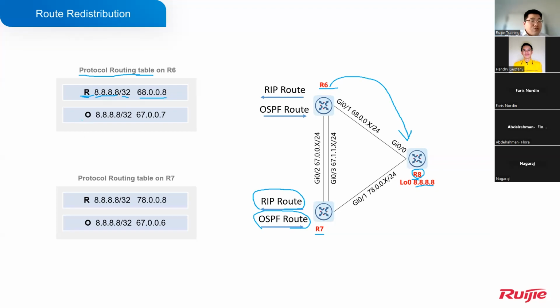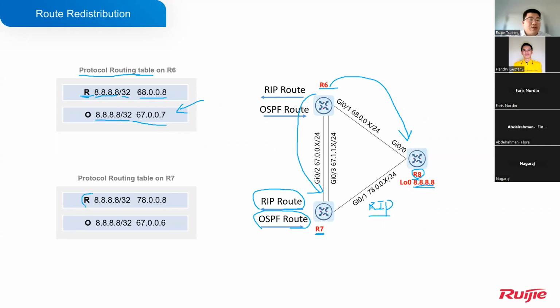But there is another route to the same destination, 8.8.8.8/32, but the next hop is different, which is 67.0.0.7, which is R7. Where does this route come from? Think about this. Because R7 and R8 are running RIP, R7 can learn the route to 8.8.8.8 through RIP.